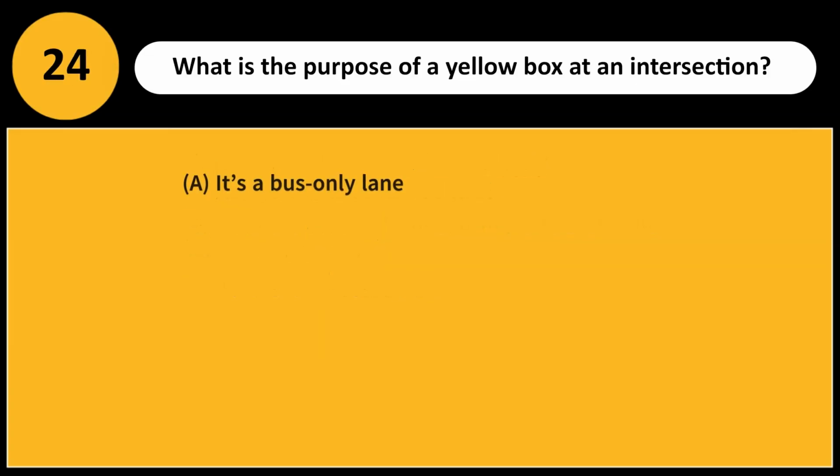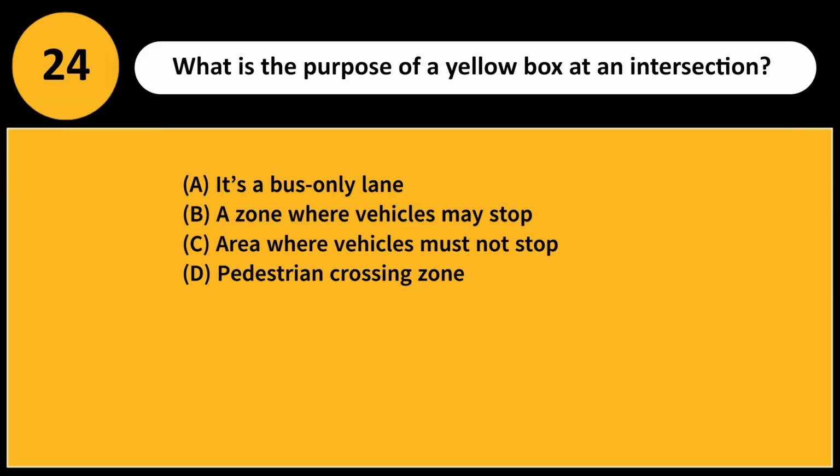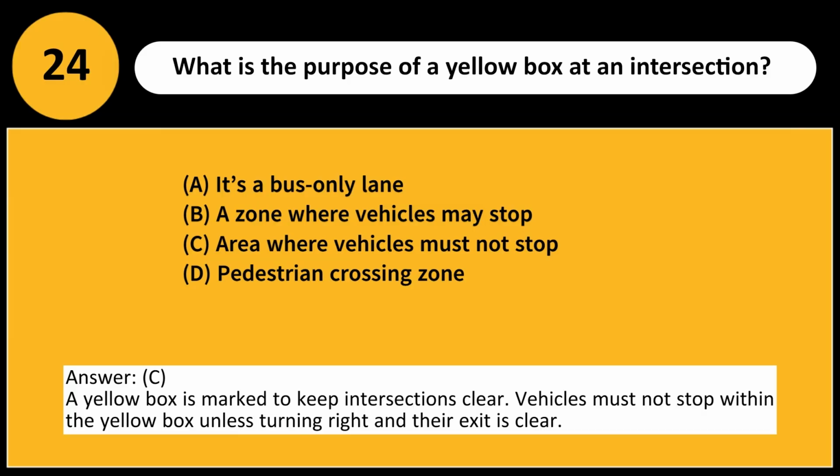What is the purpose of a yellow box at an intersection? A. It's a bus-only lane. B. A zone where vehicles may stop. C. Area where vehicles must not stop. D. Pedestrian crossing zone. Answer: C. A yellow box is marked to keep intersections clear. Vehicles must not stop within the yellow box unless turning right and their exit is clear.